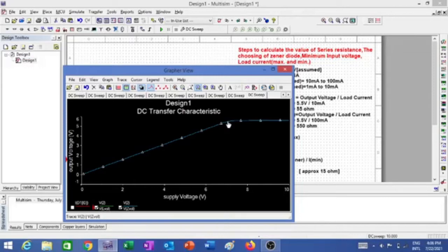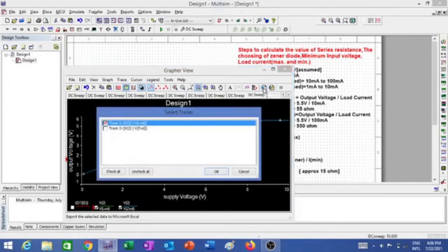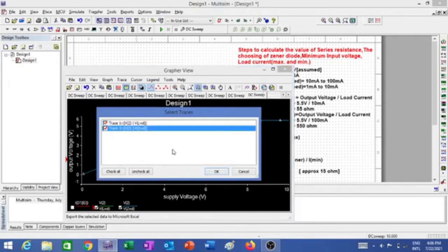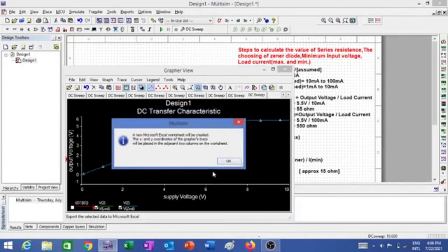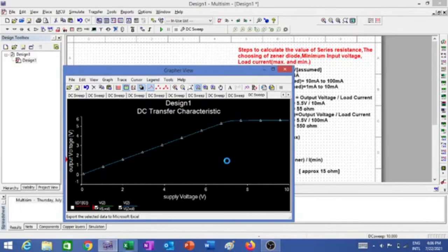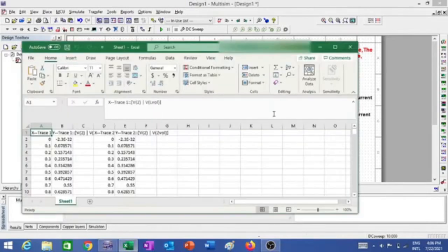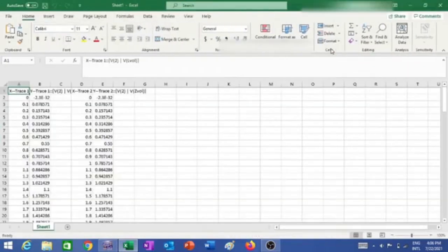the breakdown is taking place, and it is remaining constant. So let me export this value to the Excel sheet, which will give me a clear idea for this. So here I go, my Excel sheet is ready now. These are the values which I got in my Excel sheet.